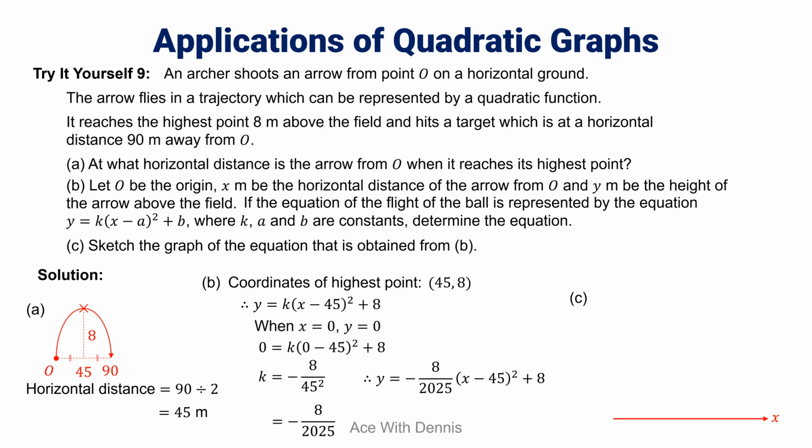And now we can start to sketch the graph, with the x-axis and the y-axis. This is the curve, and this is the first root, 0, which is at the origin, and this is the second root, 90. This dotted line is the line of symmetry, and the x value is 45, the y value is 8. So this is the graph of y equals negative 8 over 2025 times (x minus 45) squared plus 8.